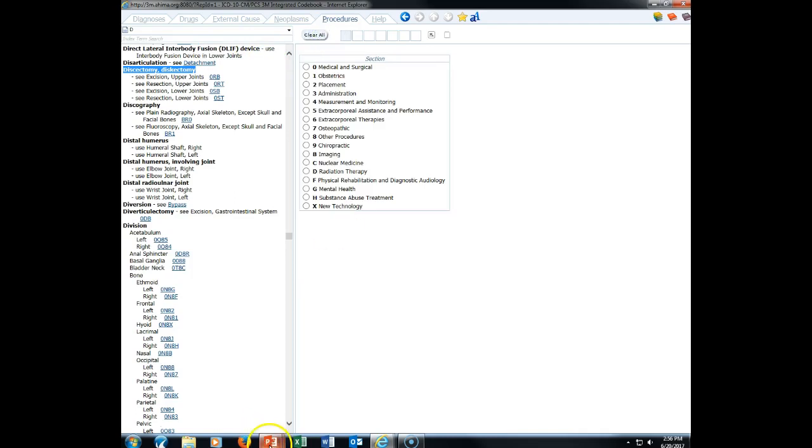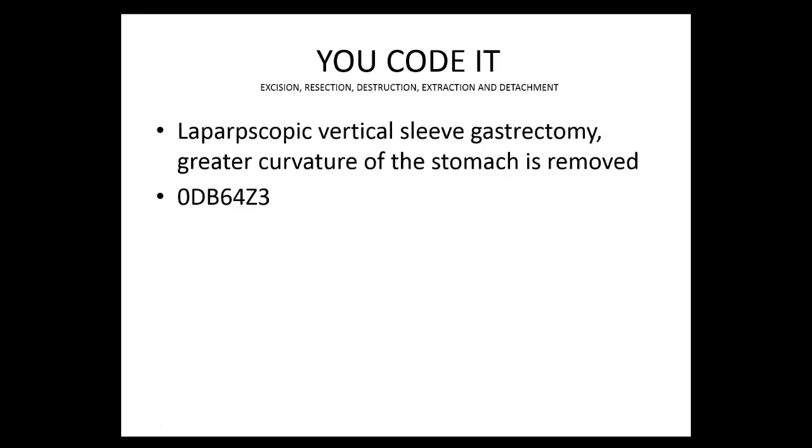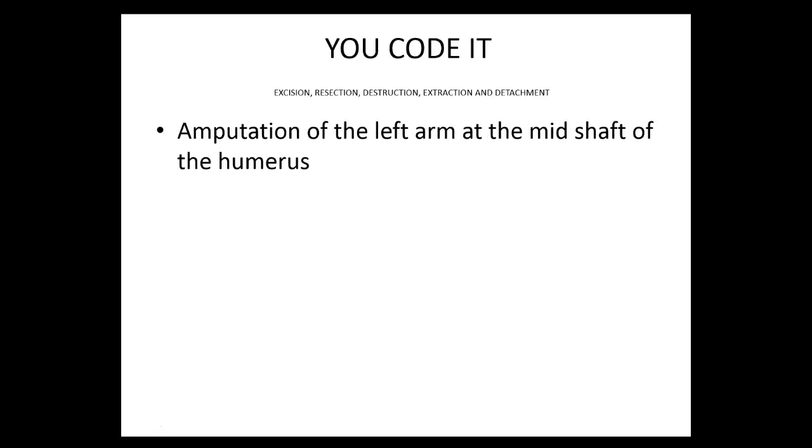Okay, now we're going to do 2 more and then we'll be done. So let's code amputation of the left arm at the mid shaft of the humerus. So what is our root operation going to be? It's going to be detachment. And our approach is going to be open. There's no device and there's no qualifier.